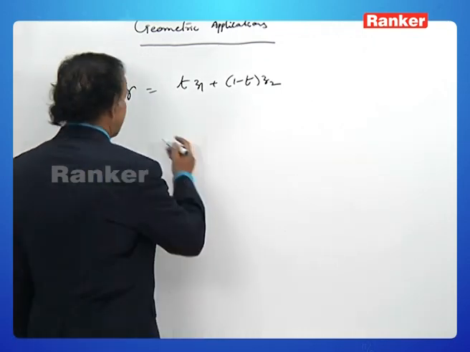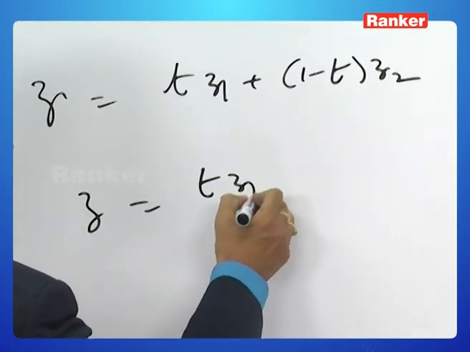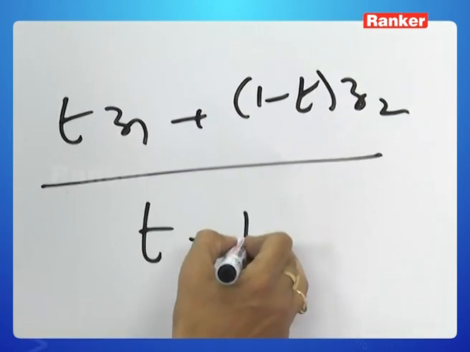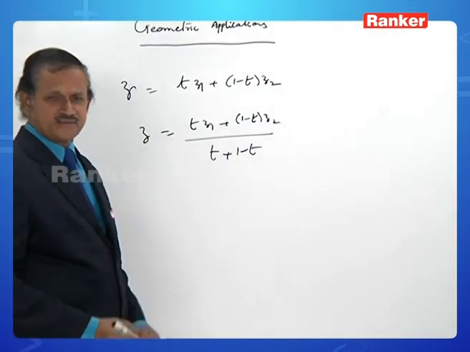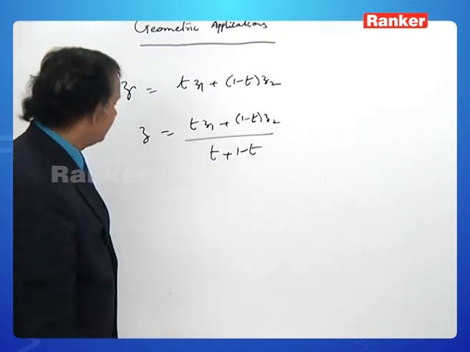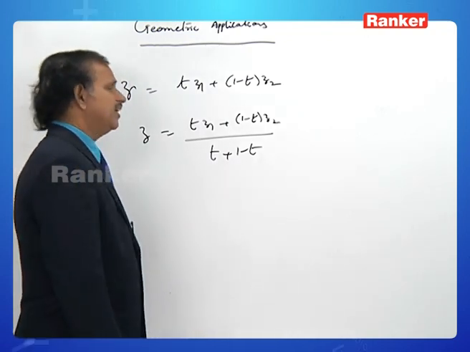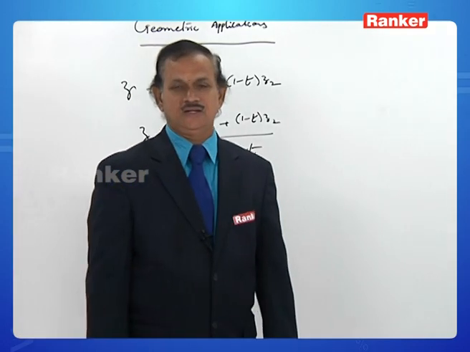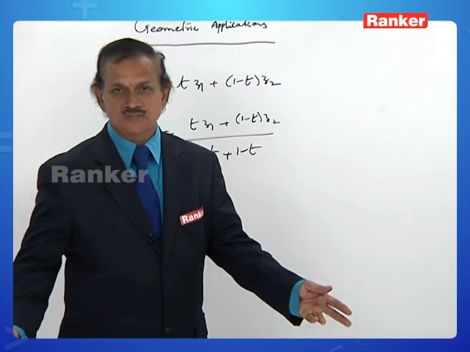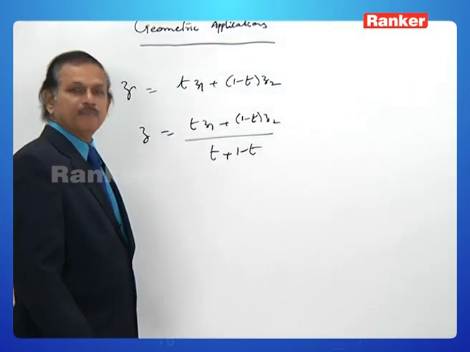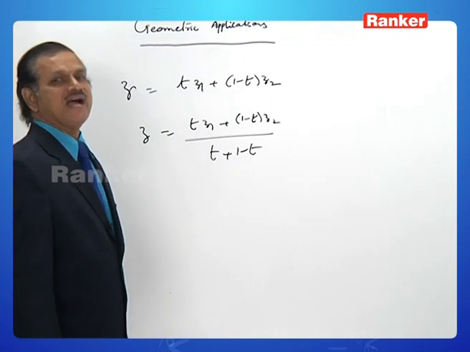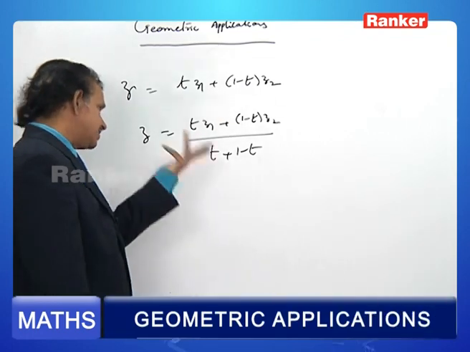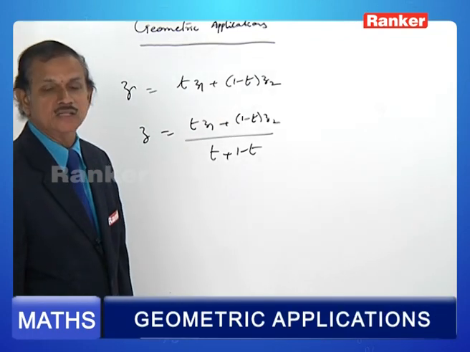It can again be taken as z is equal to (tz1 plus (1 minus t) z2) by (t plus (1 minus t)). Any problem? You can write that. So that z is the point which divides z1 and z2 in the ratio 1 minus t is to t internally. Shall I repeat it? This looks like the point z divides the segment z1 z2 in the ratio 1 minus t is to t internally.